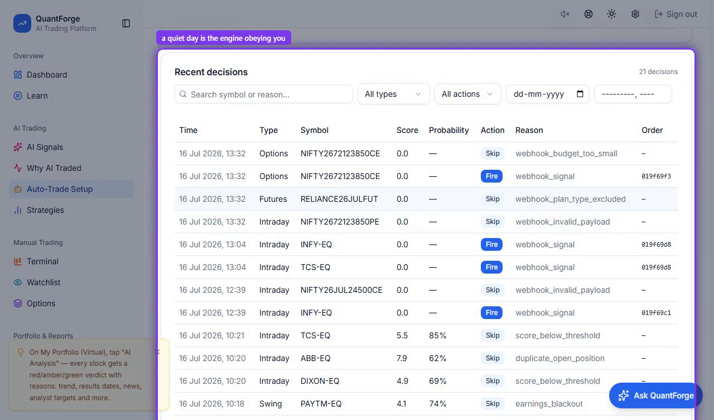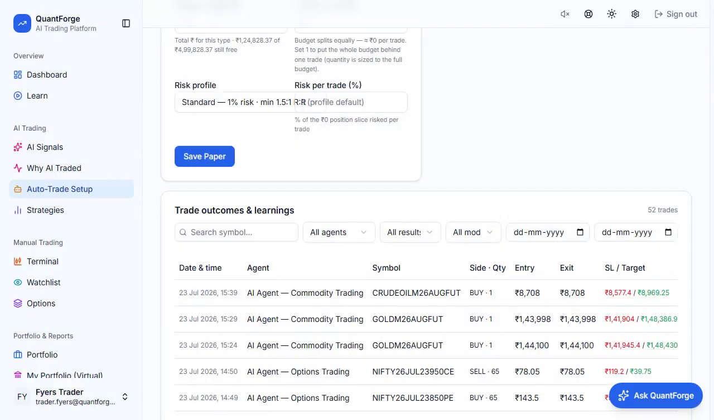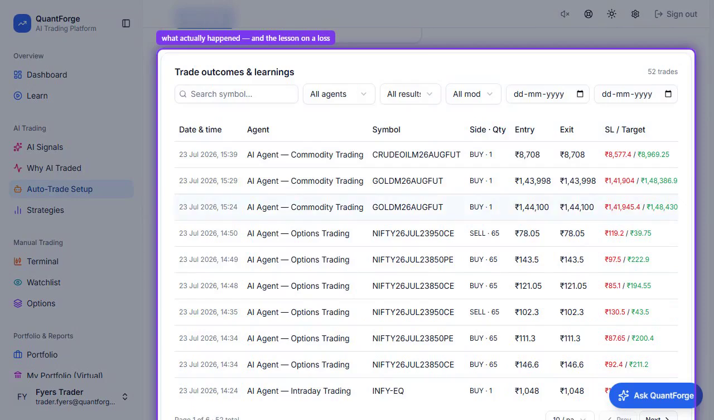Below it, trade outcomes and learnings, what actually happened to closed trades, with the date, side, quantity, and exit. The eye icon opens the full record, and on a loss it shows the lesson the platform wrote for itself.